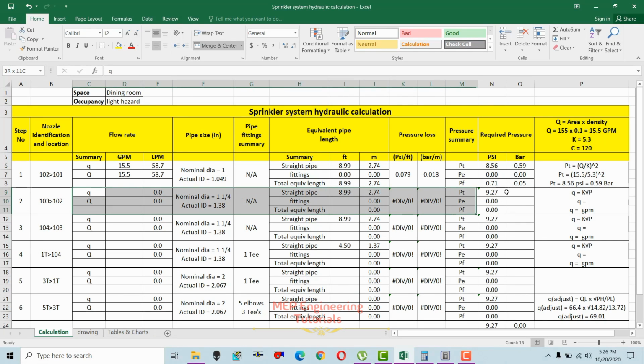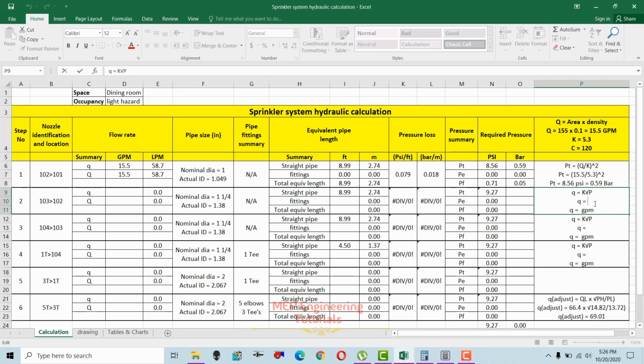So now we have to get the value of the Q first. How will we get this Q value? You have to use this formula: Q is equal to K square root of P. K we know, 5.3, is the sprinkler constant, and then for P we have to use the total, that is 9.27, and this is basically the sum of these three in psi.